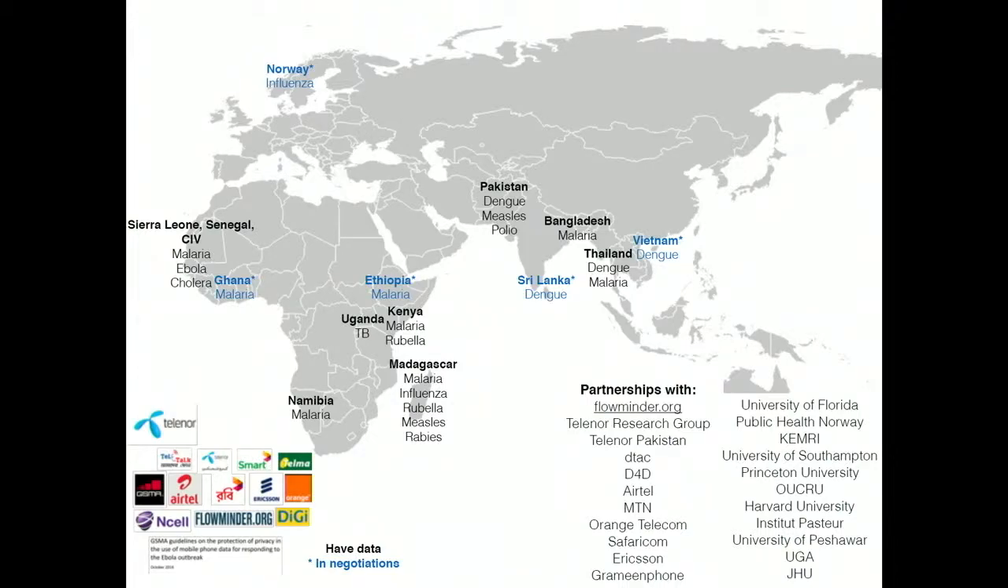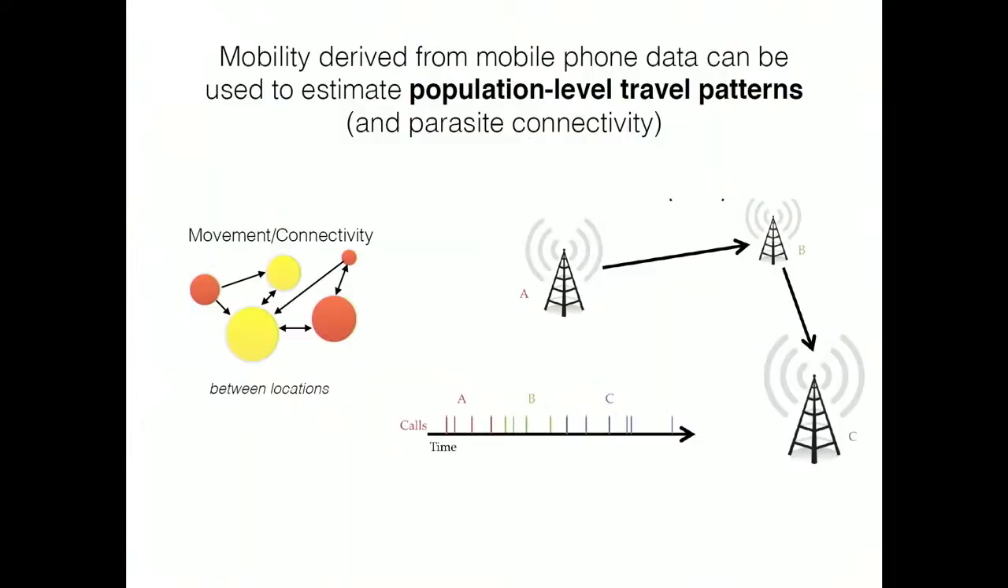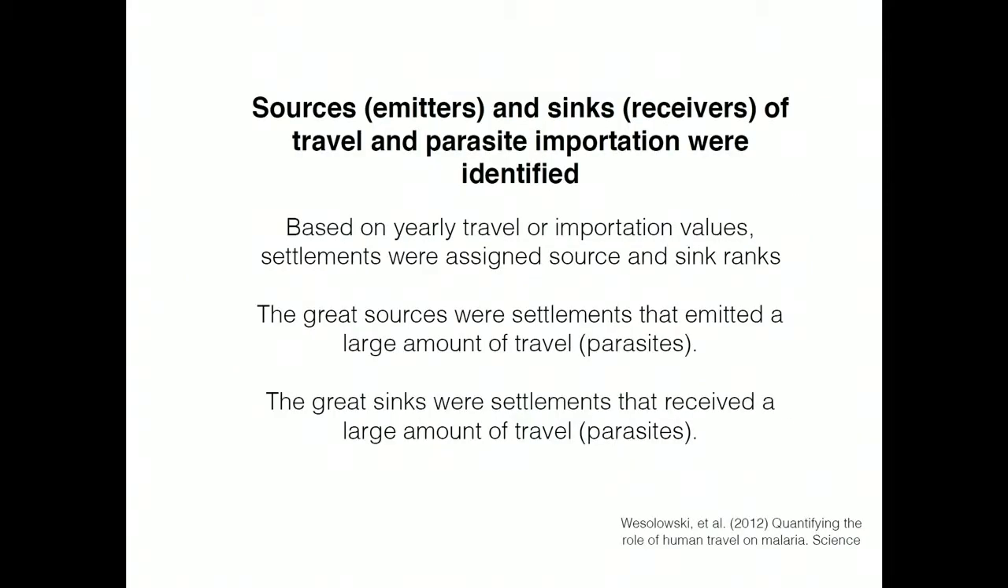Nonetheless, we collect these data and are trying to use them for a bunch of different pathogens across sub-Saharan Africa and Asia. So what we do is we take these data and we identify some sort of measure of mobility or connectivity between populations, and then we combine this with a really simple model to try to identify where people are moving and where parasites are moving. So sources are where parasites or people are coming from, and sinks are where they're going.